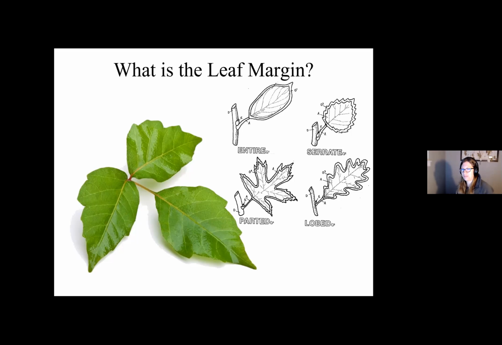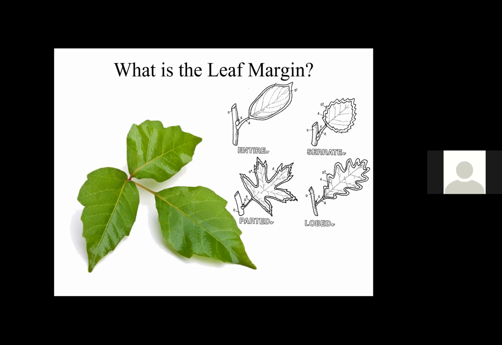Because what type of margin would you say is on the poison ivy? And if you've seen this before, you might recognize how much this can be confusing. What do you call it, Kristy? Well, what would you call it? Serrate. You saw this as serrate, okay. Anybody agree, disagree? Serrate. Serrate, got a second.